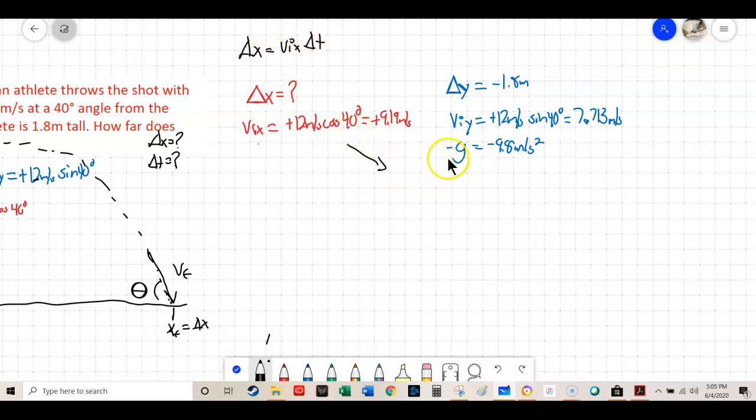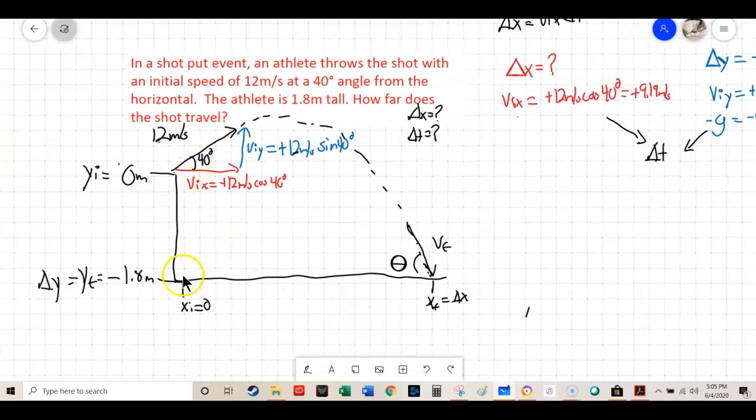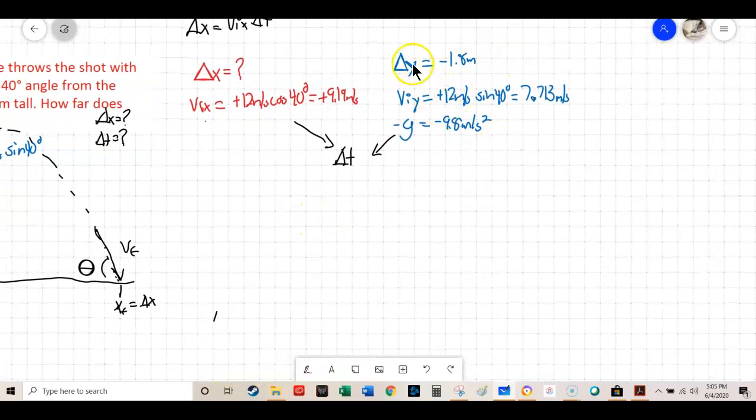So again, our main objective, our secret main objective, is to get the time of flight, right? So the time it takes for it to travel from here to here is the same time it takes for it to travel up, come to a stop, and then fall down. Okay? So let's use this side to get our t equation, our delta t.